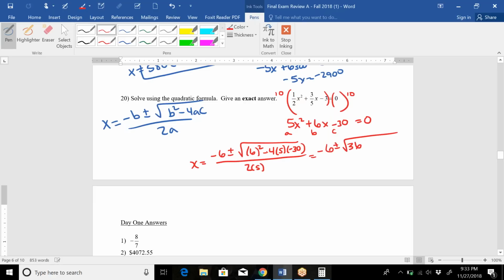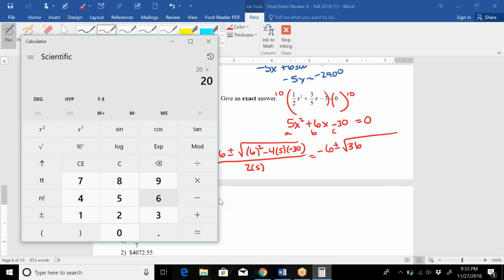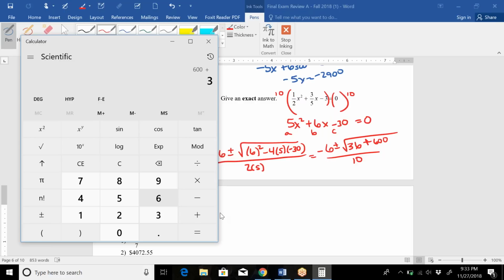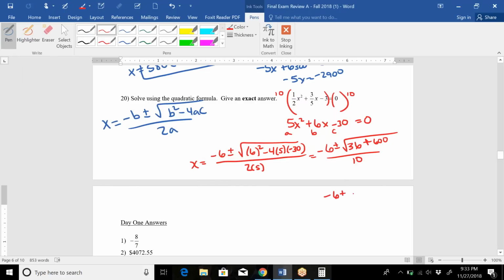So 6 squared is 36, working out order of operations. That's 20 and 30, and they're both negative, so I'm just multiplying those three numbers together. So that's going to be positive 600 once we add them together, all over 10. So 600 plus 36 is obviously 636. And we need to ask the question, are there any perfect squares that go into 636?